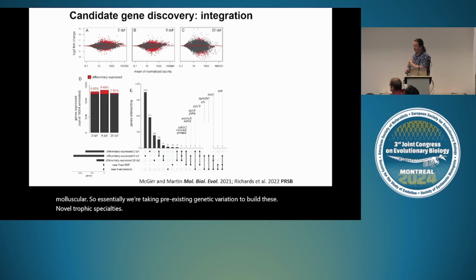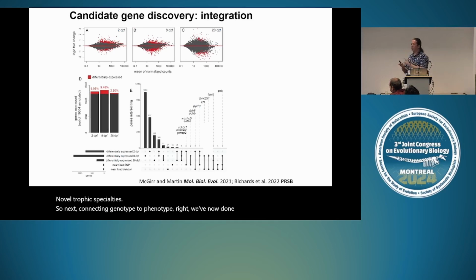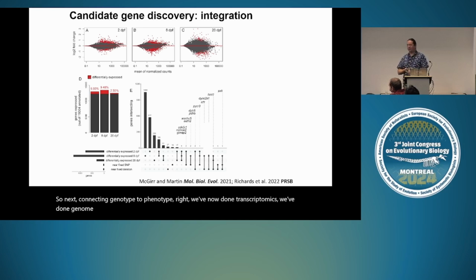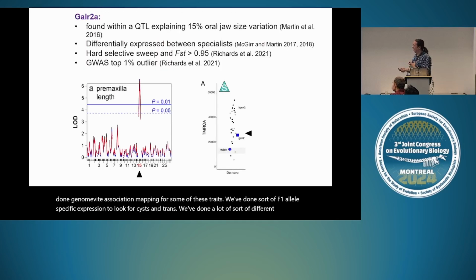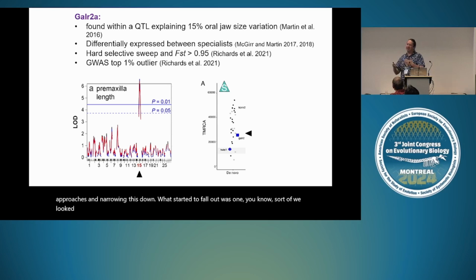So next, connecting genotype to phenotype, right? We've now done transcriptomics. We've done genome-wide association mapping for some of these traits. We've done F1 allele-specific expression to look for cis and trans. We've done a lot of different approaches. And narrowing this down, what started to fall out was, my approach now is a very rule of thumb kind of thing. If I see the same gene popping up in multiple dissertations, that's what we go after.